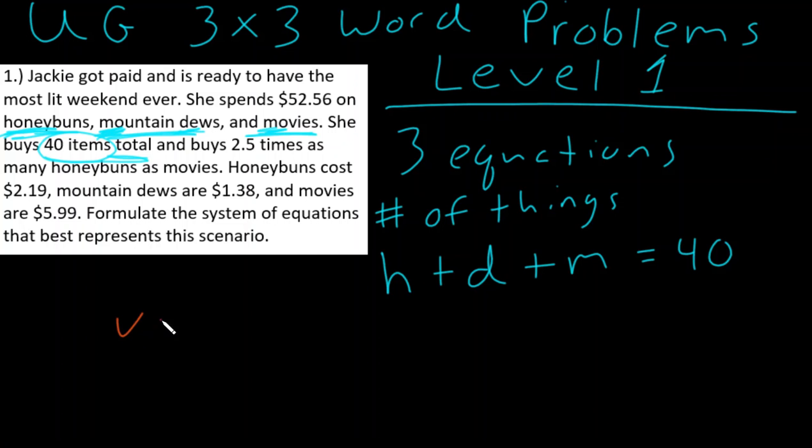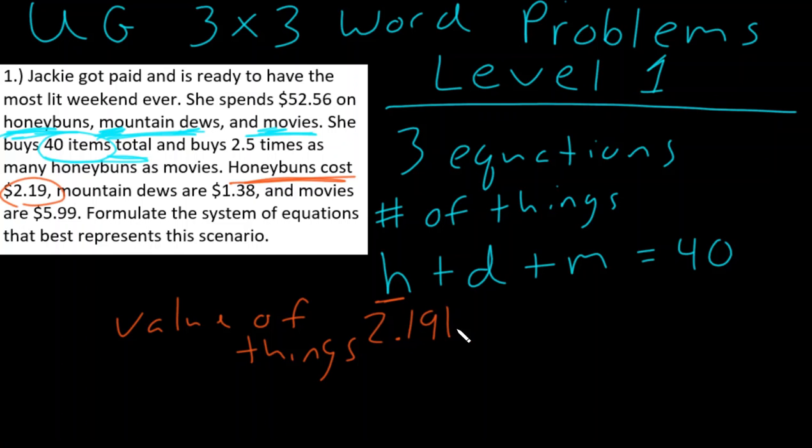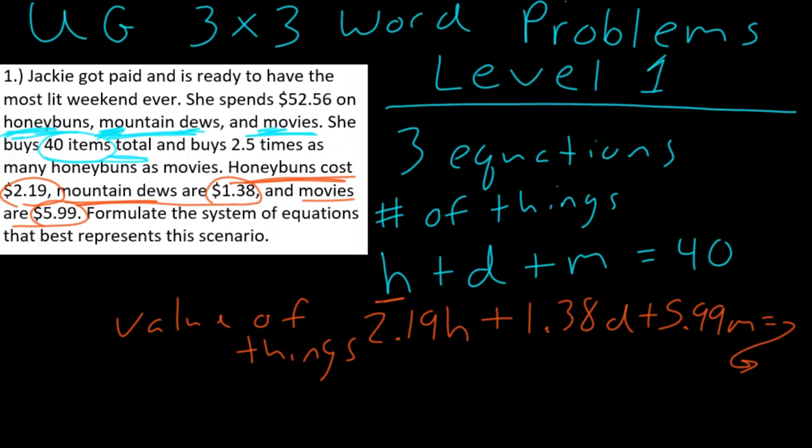Our next one is going to be the value of things. So we're going to say, okay, well, how much was our honey bun? And if we read through the problem, we see honey buns cost $2.19. So I can actually write 2.19H plus Mountain Dews are 1.38, 1.38D plus movies are 5.99, 5.99M equals, and I'll just have to write this down here, our total value, which was in the very first 52.56. So sorry, I kind of ran out of space there.